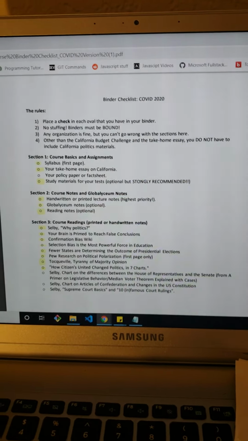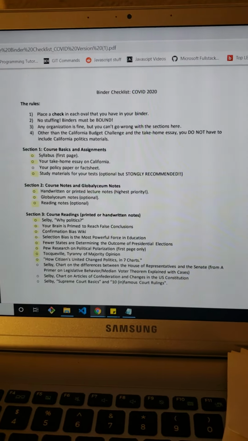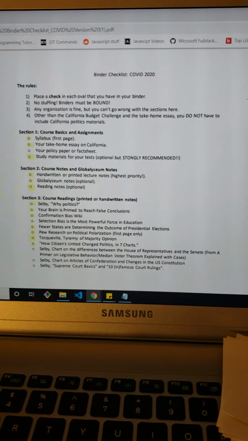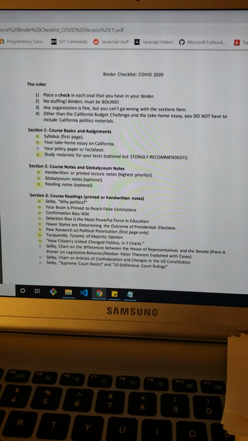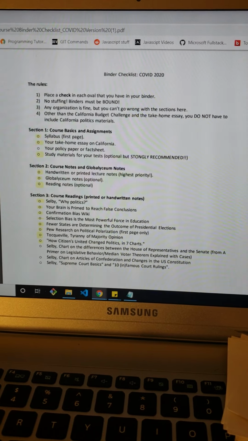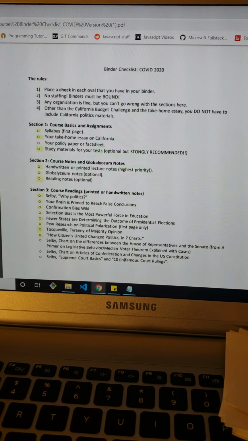All right, my name is Jimmy Lee, and I'm going over the binder checklist that is due on May 11th for Political Science 150. So here you can see my binder checklist and what I've highlighted for what I'm going to be showing today.